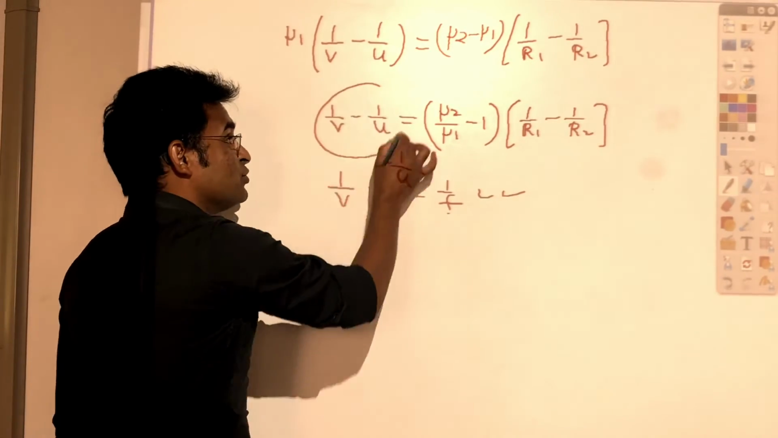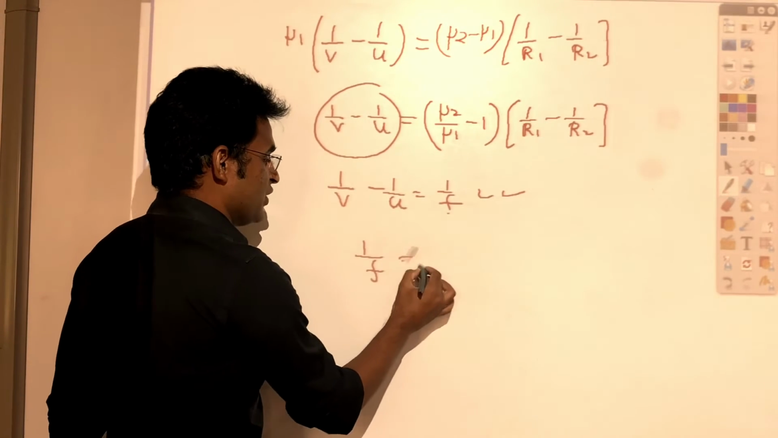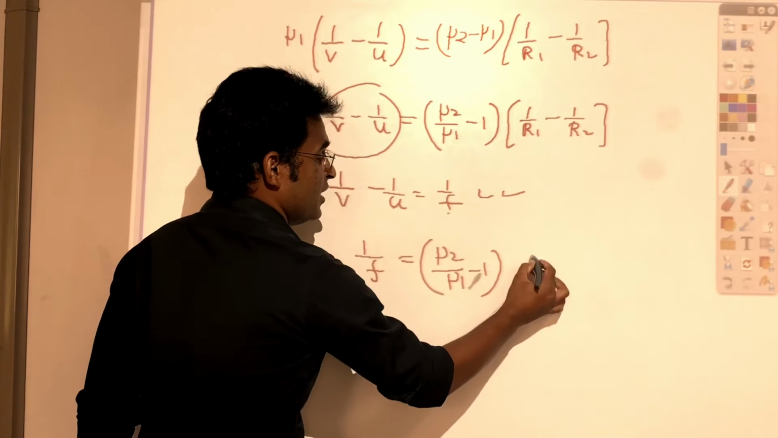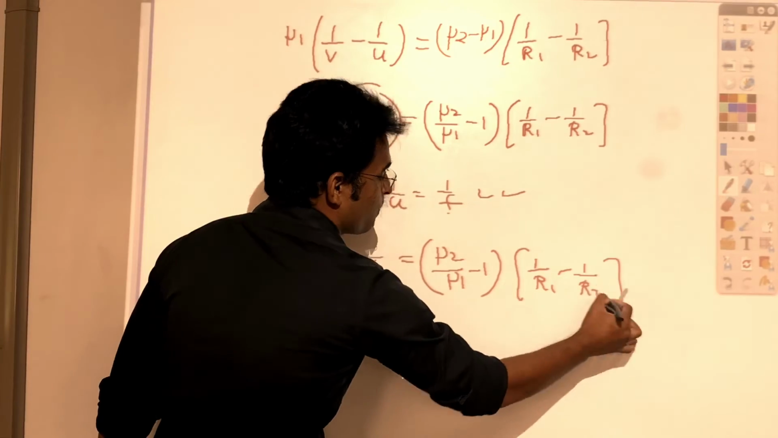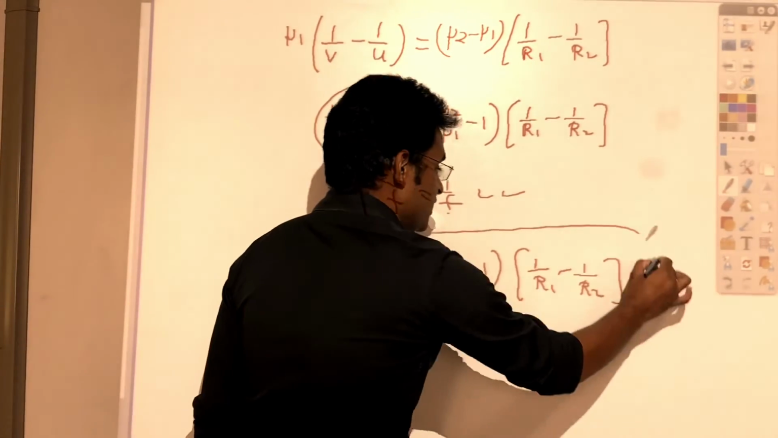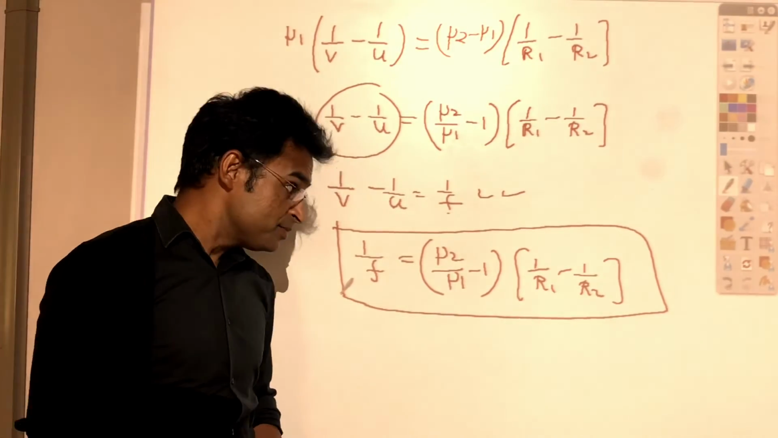It means in place of this one, what do I write? 1 by f. So 1 by f is equal to mu2 by mu1 minus 1, into 1 by r1 minus 1 by r2. So this formula is called the lens maker formula. Why do we say lens maker formula? Because we make a lens using this formula.